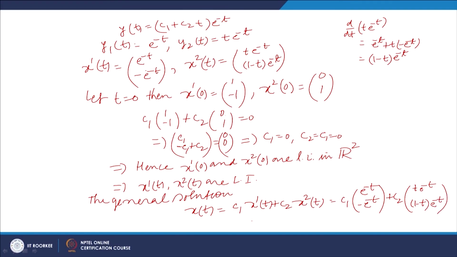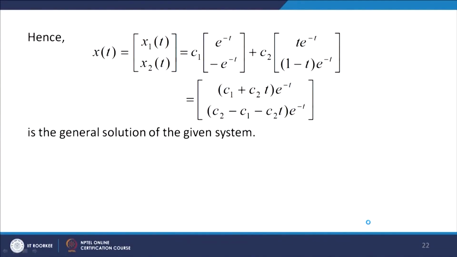So, this gives you (C1 plus C2 t) into e raised to the power minus t, and then we will get here (C2 minus C1 minus C2 t) into e raised to the power minus t. So, this is also a solution of the equation x dot equal to Ax for all values of t. So, this is a general solution of the given system of equations.